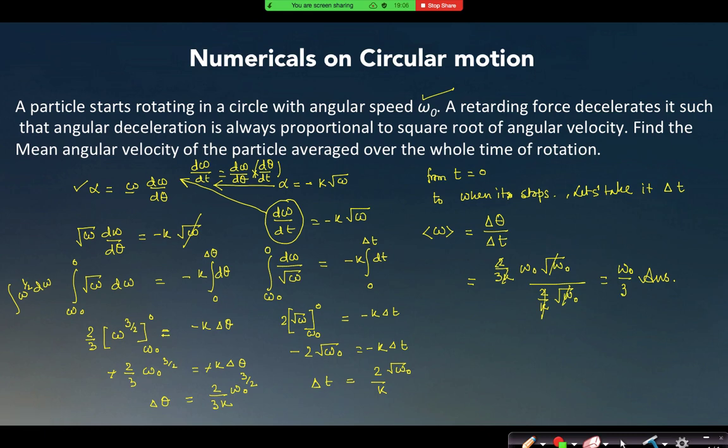Is this clear to everyone? If there is any doubt, you can ask me regarding this particular question. Okay. Look, if the formulas you remember, then this circular motion part is not very difficult. It is a simple formula based question.